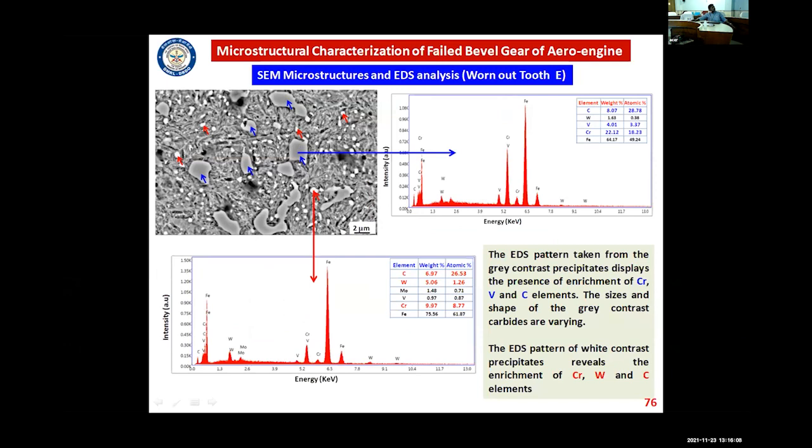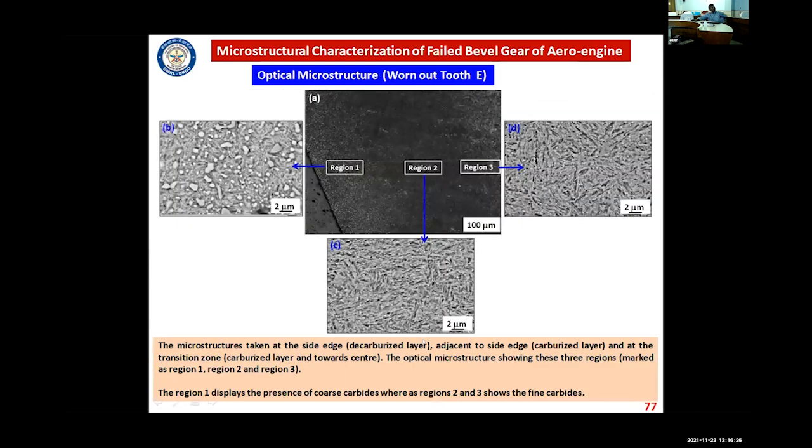These are the coarse, gray contrast particles, which are enriched with carbon, vanadium, and chromium. Whereas these small, fine precipitates are enriched with carbon, tungsten, and chromium. And if you go from the carburizing layer to the core, to the interior, there is a variation in the microstructures. You can see this is the decarburized layer, with very fine precipitates, very coarse and fine precipitates. And here also there is tempered martensite, with very fine precipitates.